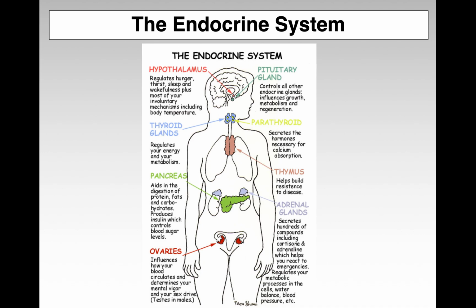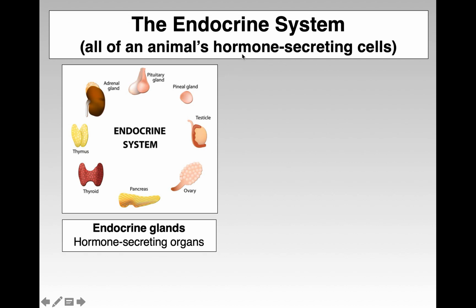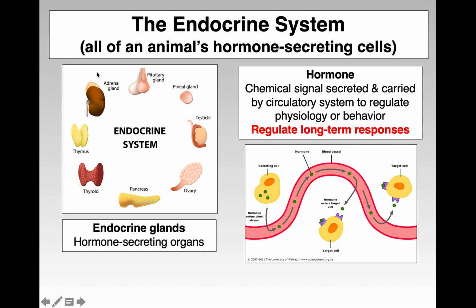For the endocrine system, we are talking about a bunch of glands. The endocrine system is all of the animal's hormone secreting cells. Here are the ones: we have the pituitary gland. We all know what that looks like. Pineal gland, ovaries and testes, pancreas, thyroid, thymus, and adrenal glands, which sit right on top of the kidney. Hormones, again, are chemical signals that are secreted and carried through the blood, through the circulatory system. So obviously there's a tight connection between the endocrine system and the circulatory system. These regulate longer term responses.